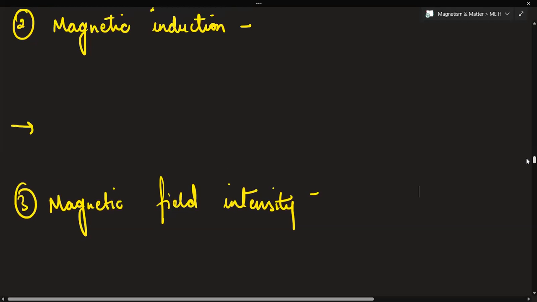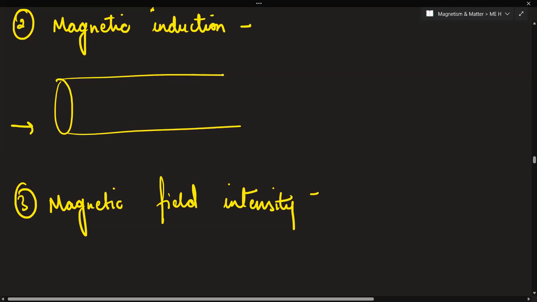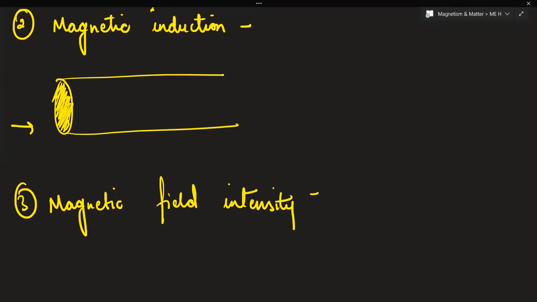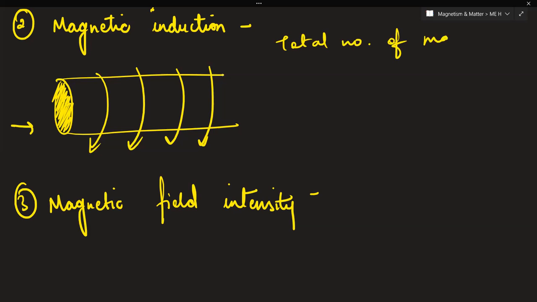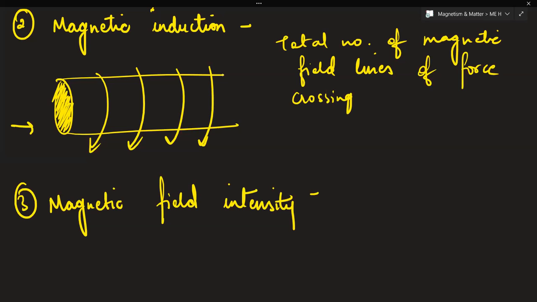For understanding magnetic induction, see, whatever is the total magnetic field present inside a magnetic material. For example, let's say a wire is there. So there will be a total magnetic field present in it. The total magnetic field present inside a magnetic material is actually the sum of the external magnetizing field and the field induced. That we call magnetic induction. So you can simply say it is the total number of magnetic field lines. If I say this is a wire, here certain magnetic field lines are crossing. So the total number of magnetic field lines of force crossing per unit area normally.